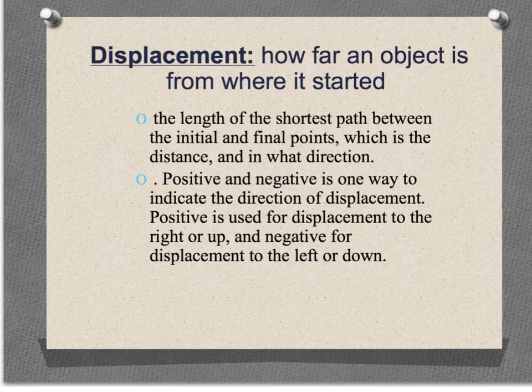Our next vector quantity is going to be the displacement, which is how far an object is from where it started. This is the length of the shortest path between the initial and final points. So basically, it's our distance, but in a certain direction.